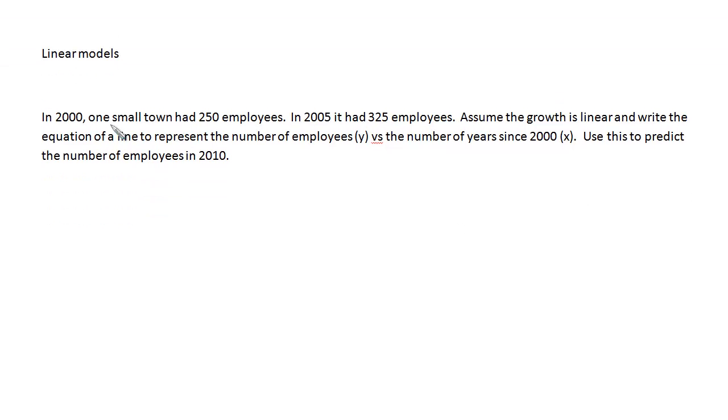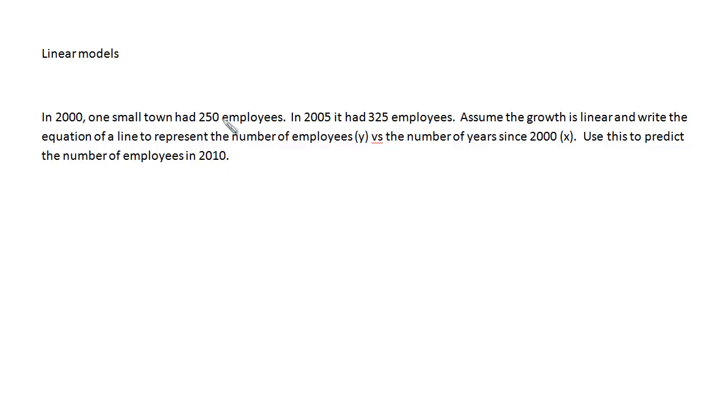So this word problem, we're going to go ahead and set it up. I'm going to treat these like coordinates. I have an x and a y. In 2000, the small town had 250 employees. In 2005, it had 325. Assume the growth is linear and write an equation of a line to represent the number of employees, y, versus the number of years since 2000, that's x. Use this to predict the number of employees in 2010.